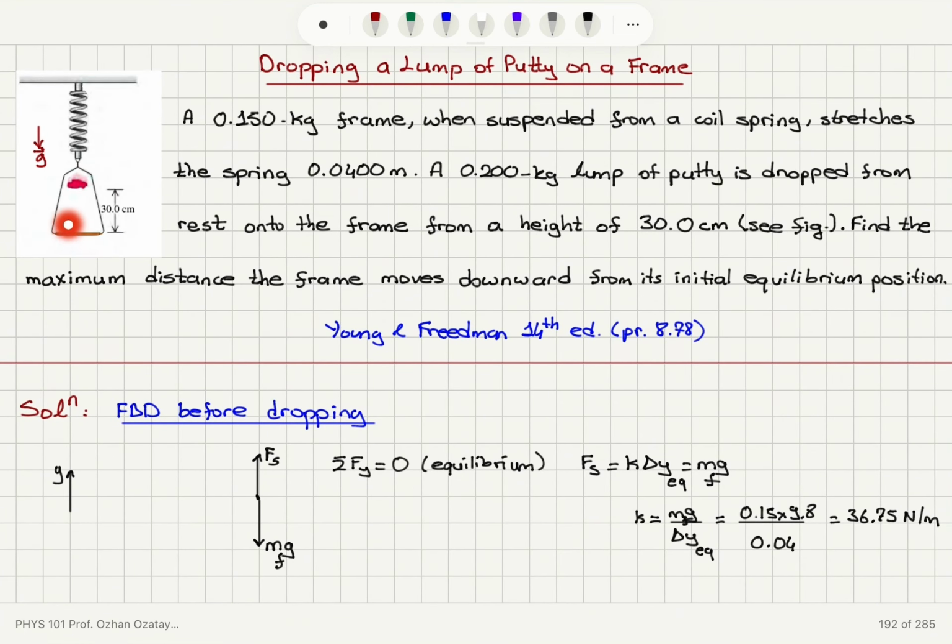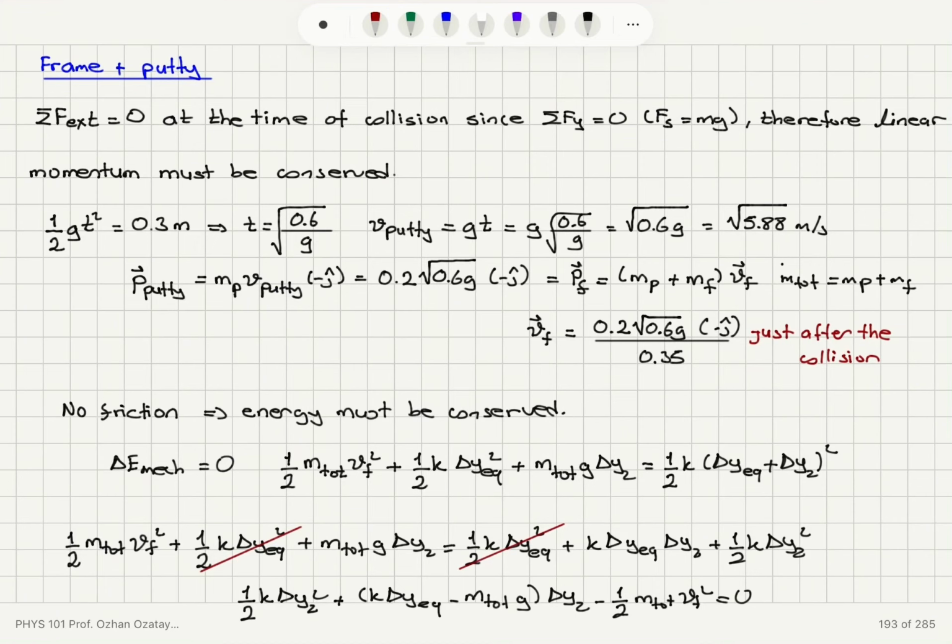And from that point on, the system, the frame plus the putty, will have a kinetic energy, and therefore they will start coming down, and this energy will be transformed into potential energy of the spring by causing an additional stretch. It already had a 0.04 meter stretch. There is an additional stretch, and for the maximum stretch, we will have the final kinetic energy of the system 0. So at the maximum stretch point, we have all of the kinetic energy converted into potential energy. There is no friction on this system, so energy must be conserved.